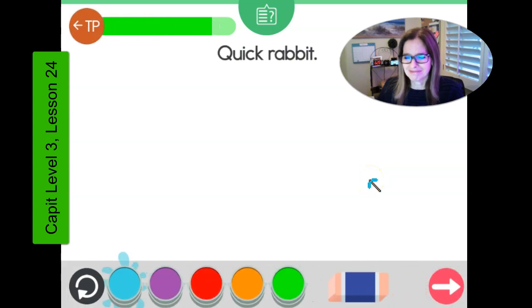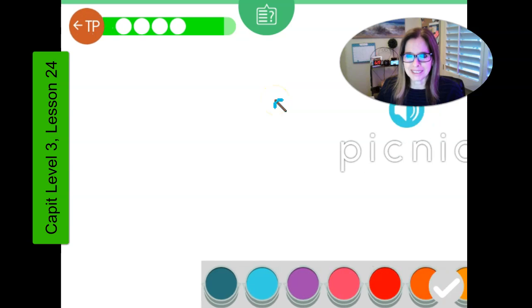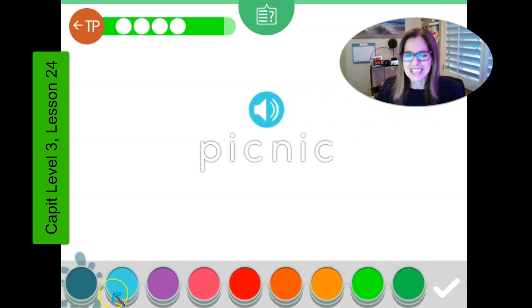Nice. Now I see a sentence, quick rabbit. Here's my quick rabbit. He's so quick we can't see him. I'm out of here. Picnic. Now it wants me to do a really quick sound practice again. So I'm going to say the sound as I color. As I'm walking around and as my level 4 helpers are walking around, we need to hear you say the sound. All right? As you're coloring or as you're using it.